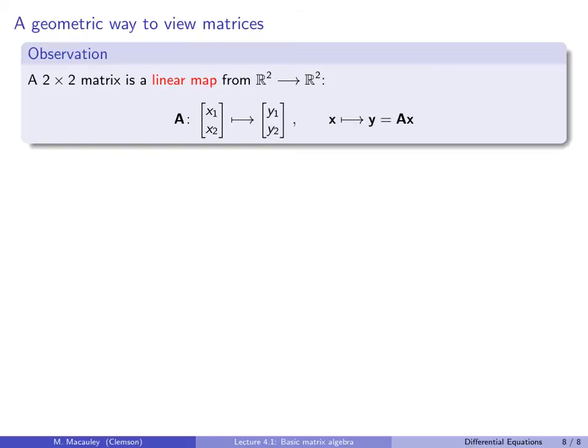And this is a way that I really like. It helps me understand matrices. And maybe it won't help you right away, but maybe you see it now and you keep it in mind as we go throughout the class. It may be something that you want to come back to. So a 2x2 matrix, I claim, is a linear map from R2 to R2. So what does this mean?